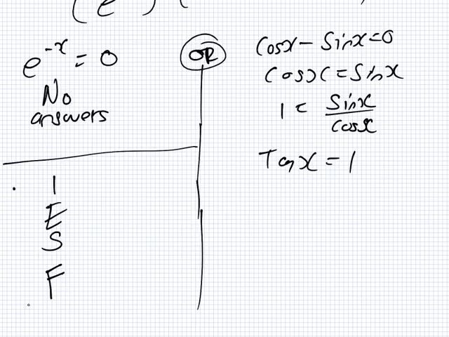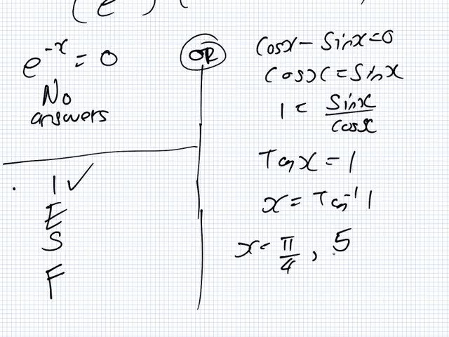So the first thing is inverse. So x is tan inverse 1, which means x is pi over 4. Extra answer. Do you know how to get the extra answer for tan? For tan it's plus 180, which in radians is pi. So plus pi gives you 5 over 4 pi.